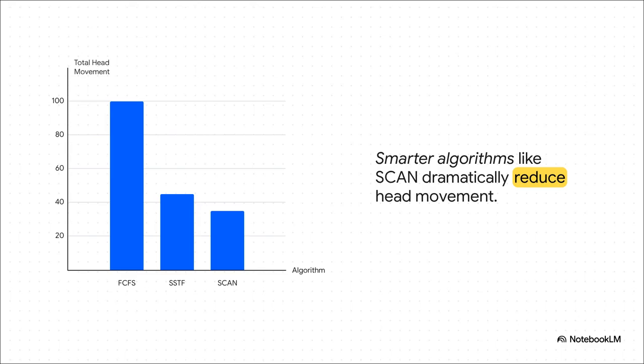And the performance difference here is absolutely staggering. Just look at this chart showing the total head movement. By simply being smarter about the order in which it handles requests, an algorithm like SCAN can dramatically reduce the physical work the disk has to do. And that means a much faster and more responsive system for you.